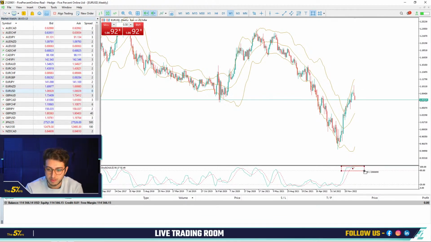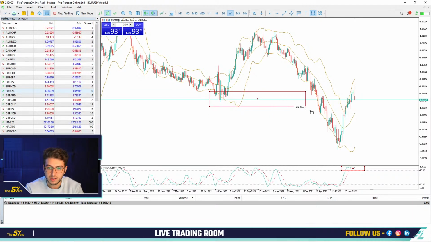The first reason is that stochastics is above 80, which means we are losing momentum somehow. The second is that we are at the top of the Bollinger Bands, meaning that we are 2.0 standard deviations away from the mean. Generally we all the time expect the price to go back to the average. And the last point is this big zone that we have here.